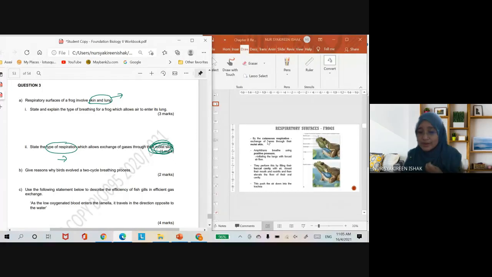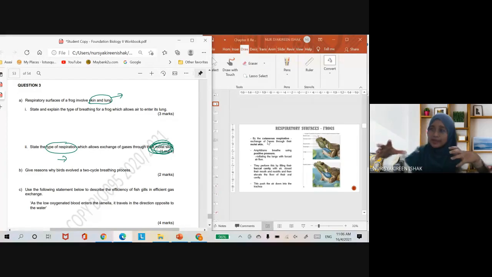Okay, so in order to allow the lung to be continuously supplied with oxygen for bird, okay, so they will evolve a two-cycle breathing process. Maksudnya 2 kali inhalation, 2 kali exhalation. So when inhale, bird ni they have what? 2 air sac, kan? Anterior air sac and posterior air sac, and in between you have the lungs. Okay, so when the bird breathe in, inhale, so the air will pass through the trachea and enter straight into the posterior air sac. Pergi kat belakang tu, air sac yang kat belakang. So that is during inhalation.